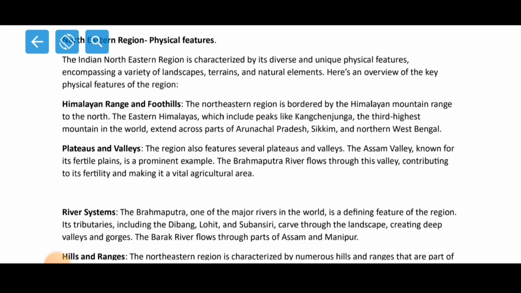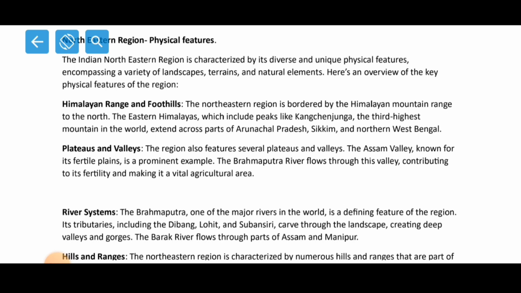So it says that towards the north of the northeastern region, the Himalayan mountain range is there. The eastern Himalayas include peaks like Kanchenjunga, the third highest mountain in the world. Imagine, Kanchenjunga is the third highest mountain in the world, and we are lucky to have it in our eastern part. It extends across parts of Arunachal Pradesh, Sikkim, and northern West Bengal.